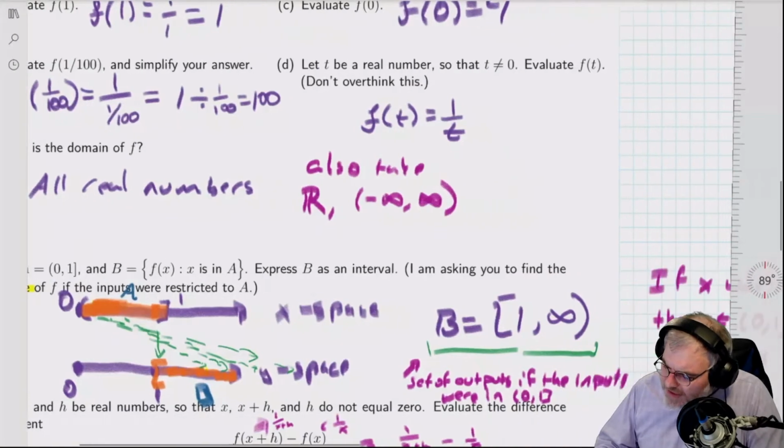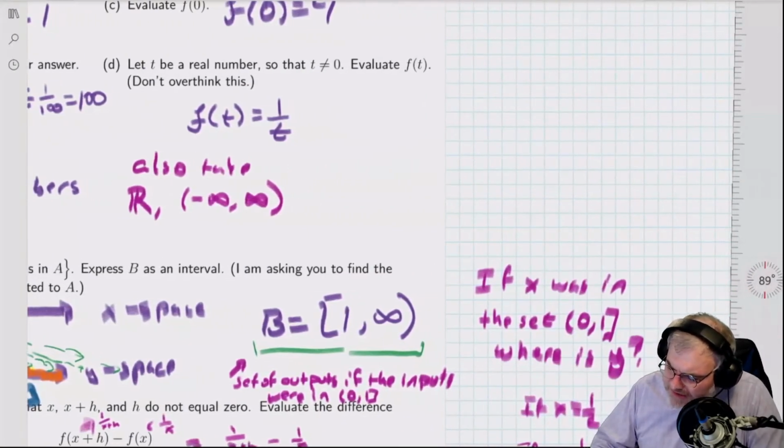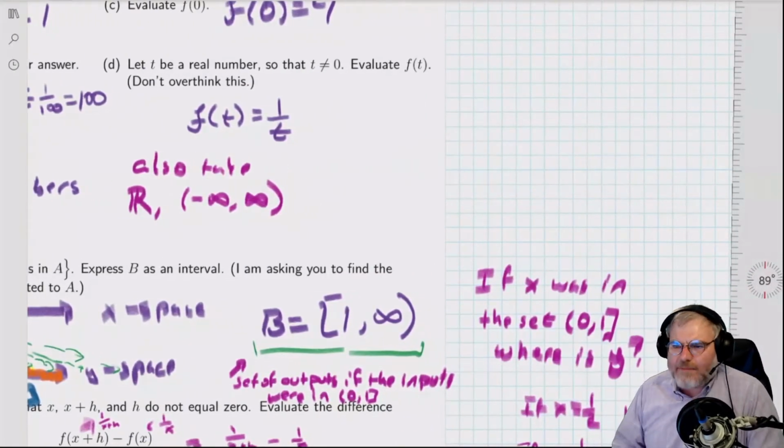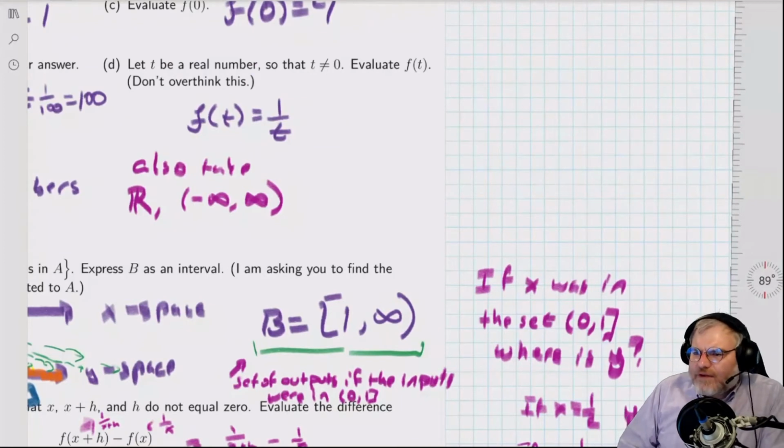So the question I want to ask, if x was in the set 0, 1, where would y be? So how do we feel now about what that question is actually asking?